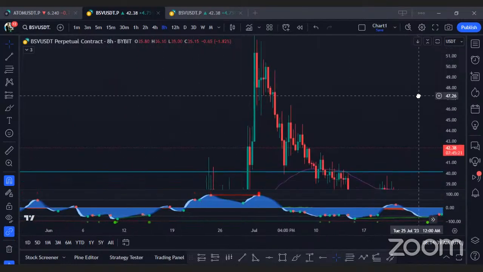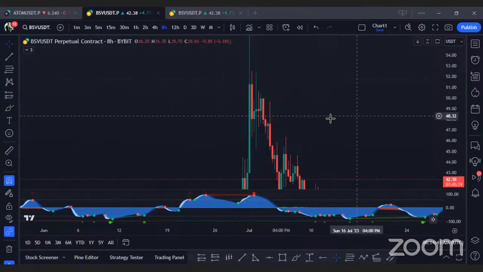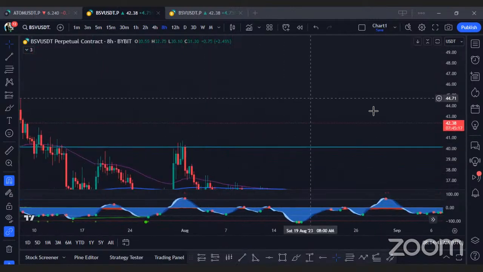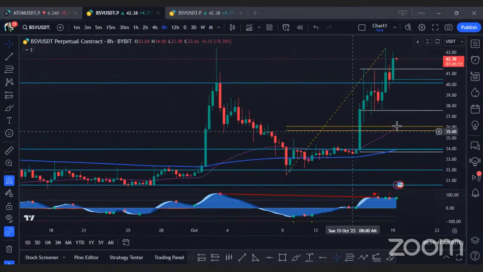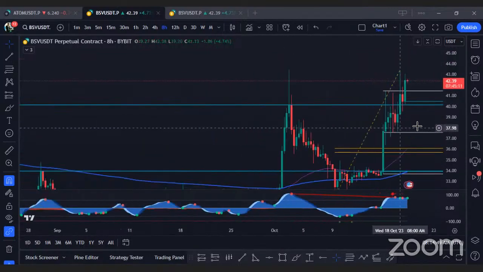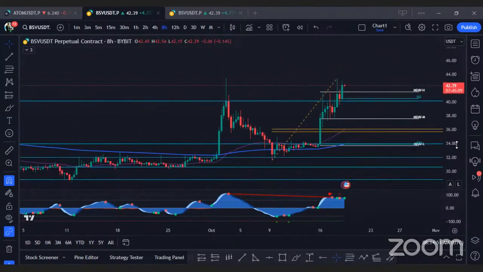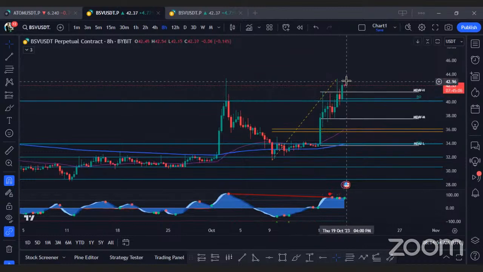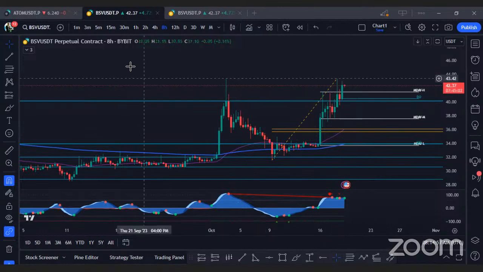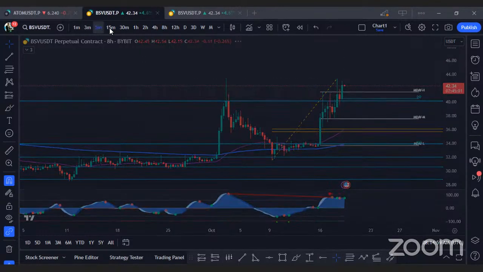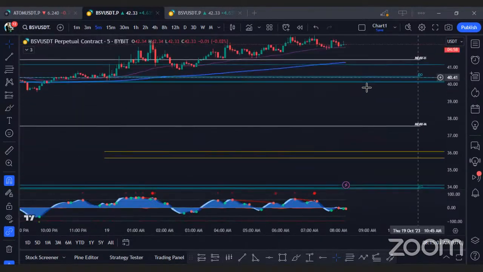But things like this can happen, though. See this massive candle to the upside. So things like that can happen. But just set a limit order to sell BSV. Sell BSV, guys. You can DCA into it, you can enter with a market order, stuff like that. But just sell this token, guys.